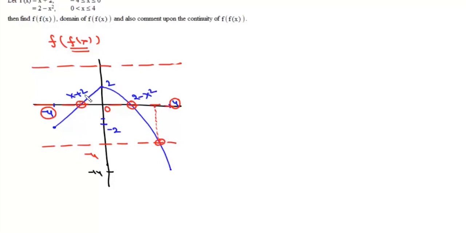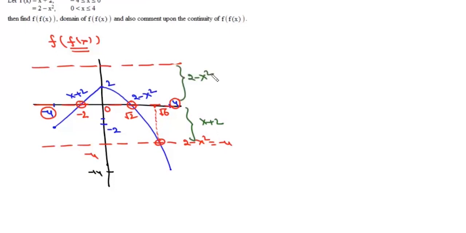Now if x plus 2 equals 0, this point is -2. If 2 minus x square is equal to 0, then this point is √2. And here this point is the intersection of this graph, which is 2 minus x square, with this line, which is -4. So this point is actually √6. Now in between -4 and 0, definition is x plus 2. So here this definition is x plus 2. And in between 0 and 4, this definition is 2 minus x square.